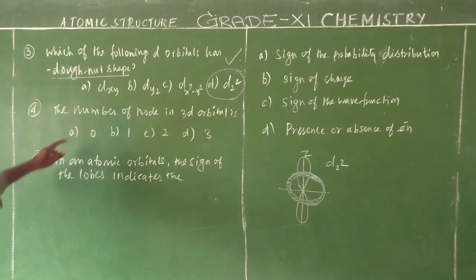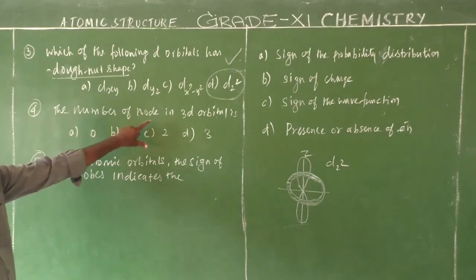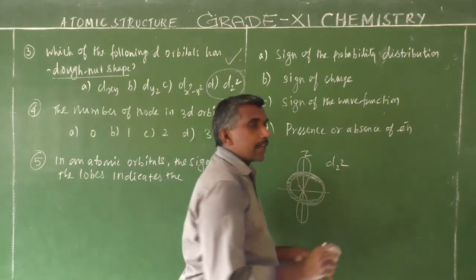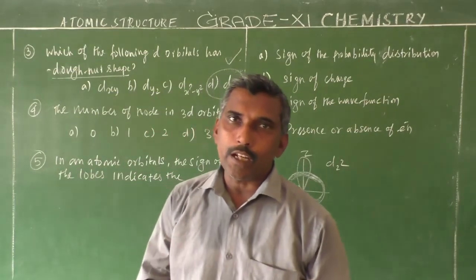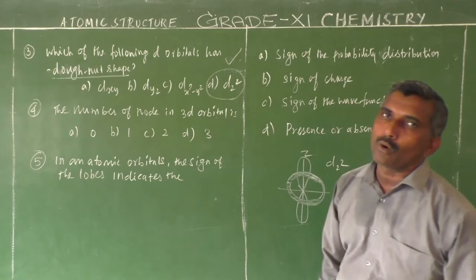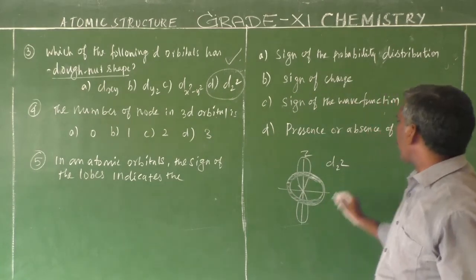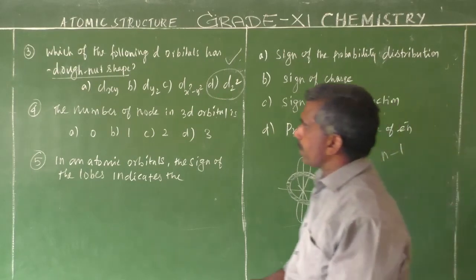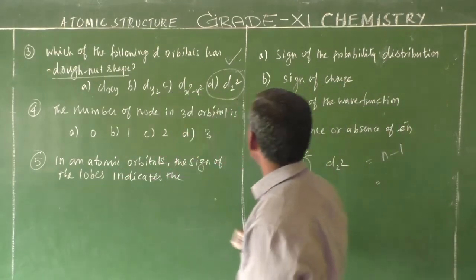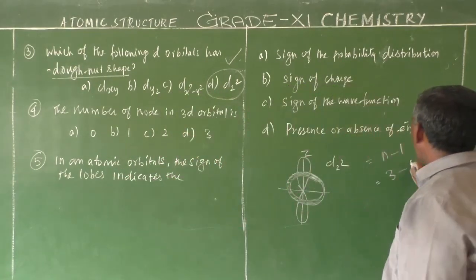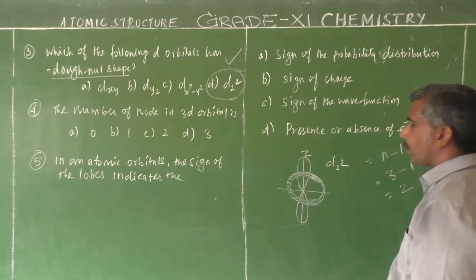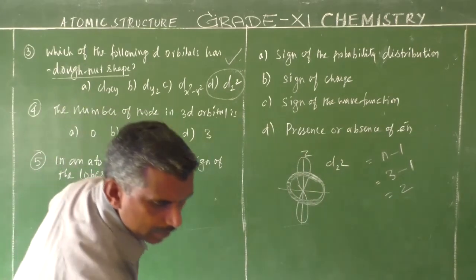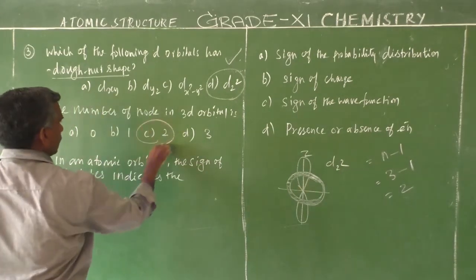Second question: the total number of nodes in a 3D orbital. What is the formula? It does not mention spherical node or angular node, only the number of nodes, so total number of nodes is n minus 1. The n value is 3, so 3 minus 1 is equal to 2. The answer is 2, option C.